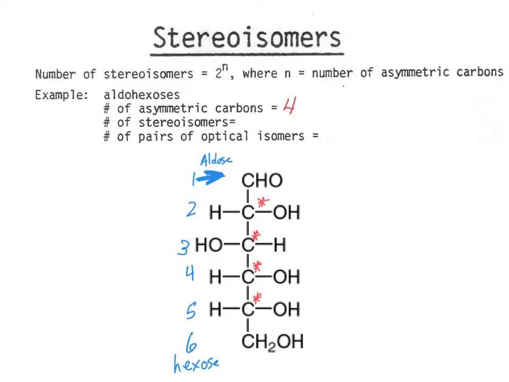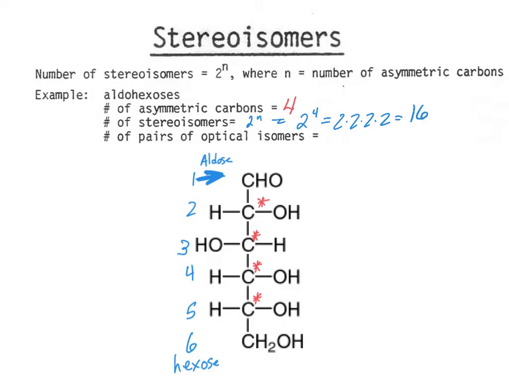Now we're going to use that 2 to the nth power to find out how many total stereoisomers there are. In this case, we just found that n is equal to 4, so this is going to be 2 to the power of 4, which is the same as 2 times 2 times 2 times 2, a total of 4 of those, and that is 2 times 2 is 4, times 2 is 8, times 2 is 16. So 2 to the power of 4 is 16. That means there are 16 stereoisomers.